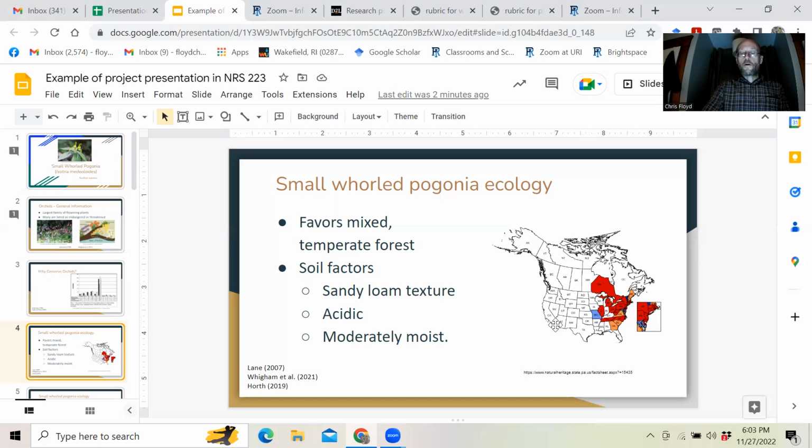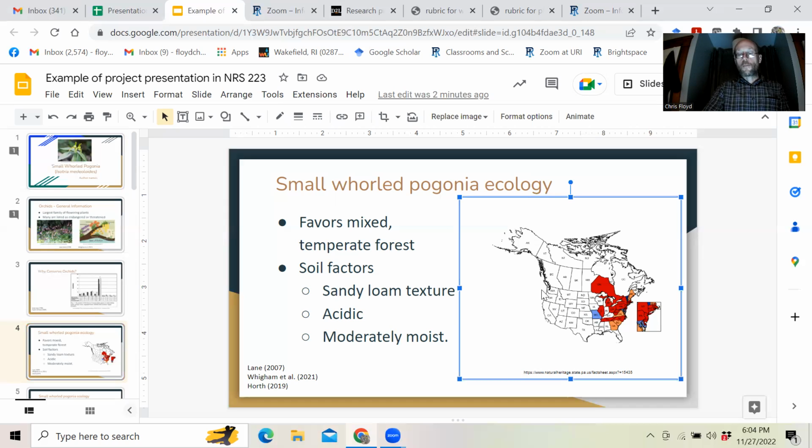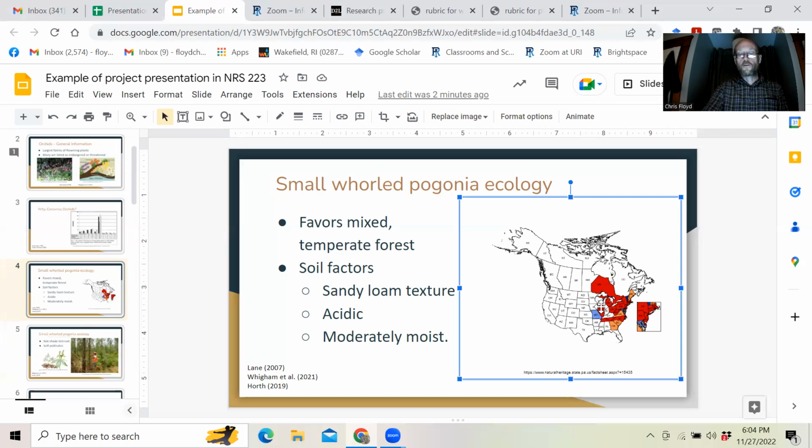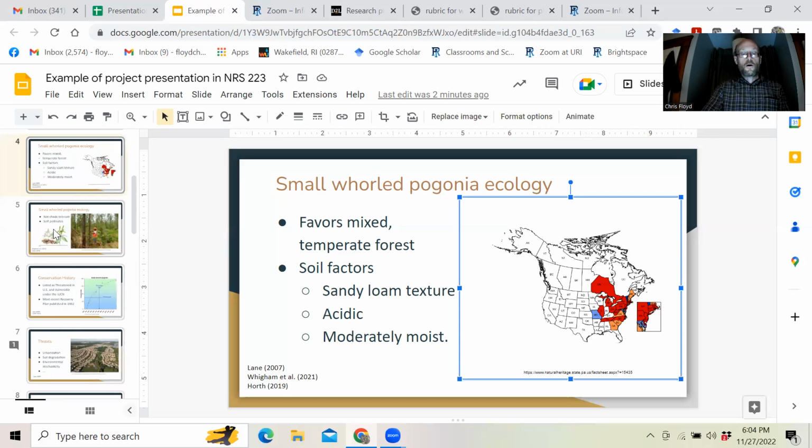So presumably here they were talking about the ecology, and there's far more detail coming out of the speaker's mouth at this point than what you see on the slide, which is good. I would probably make this figure larger. You can cut and paste and then expand it. We can see the distribution better. What else?